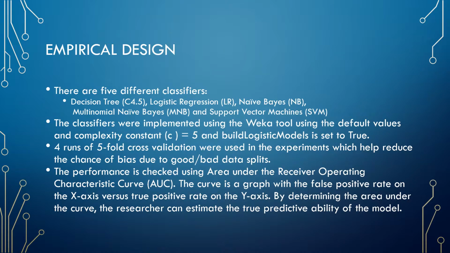Four runs of 5-fold cross-validation were used in the experiments, which helped reduce the chance of bias due to good or bad data splits. Performance is checked using the area under the receiver operating characteristic curve, AUC. The curve is a graph with the false positive rate on the x-axis versus the true positive rate on the y-axis. By determining the area under the curve, the researcher can estimate the true predictive ability of the model.